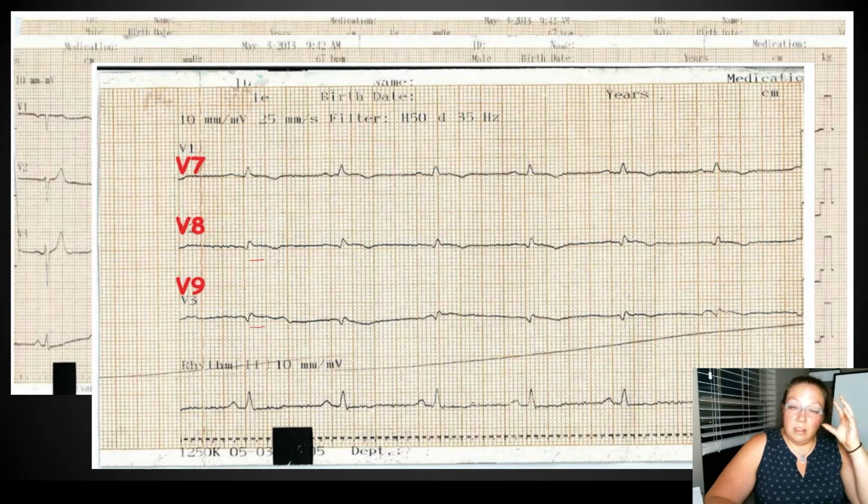So the point I'm trying to drive home is if your patient is having chest pain and it walks like a duck, it sounds like a duck, then it's probably a duck. You need to find out where it's at. Go ahead, do a 15 lead EKG and just make sure that it's not a heart attack happening in the back of their heart. You could save some lives.